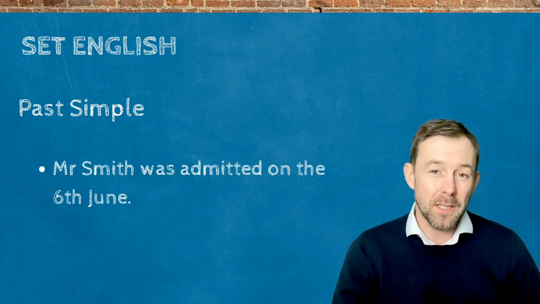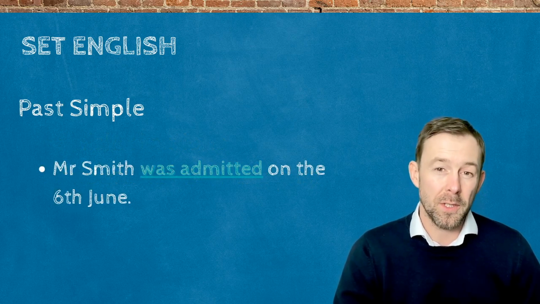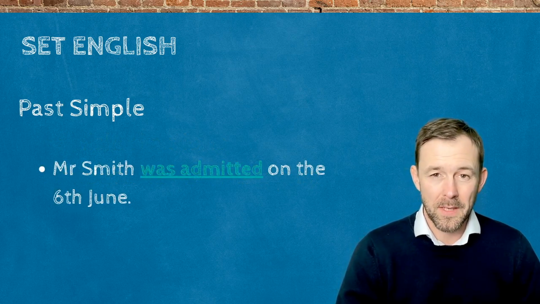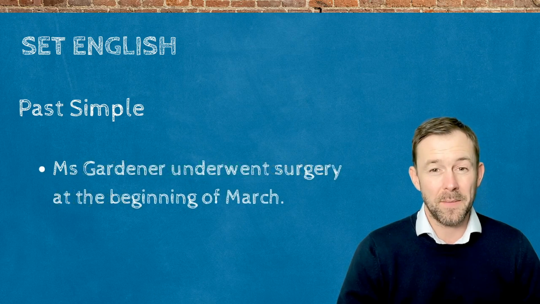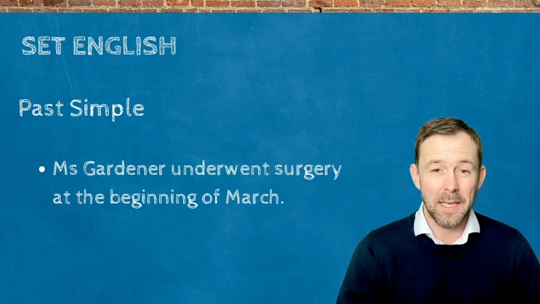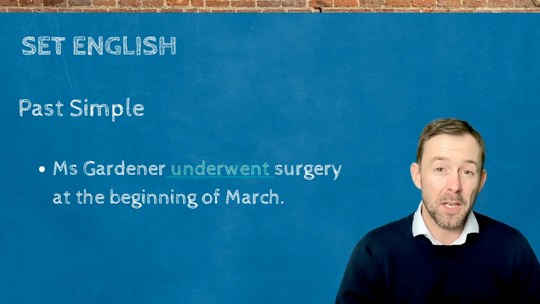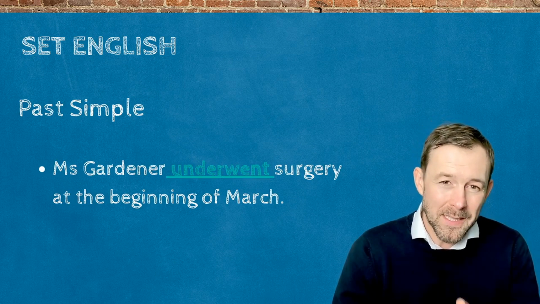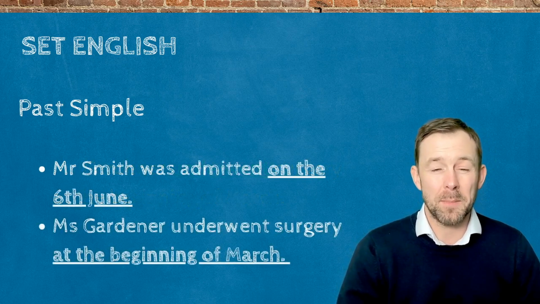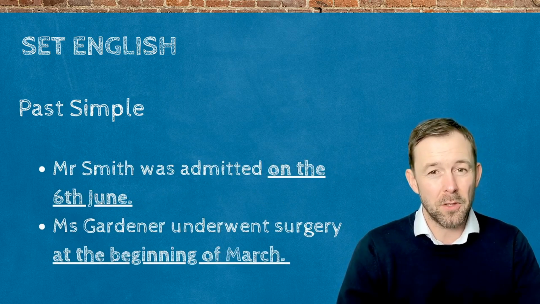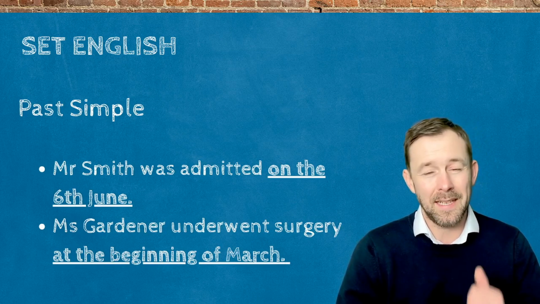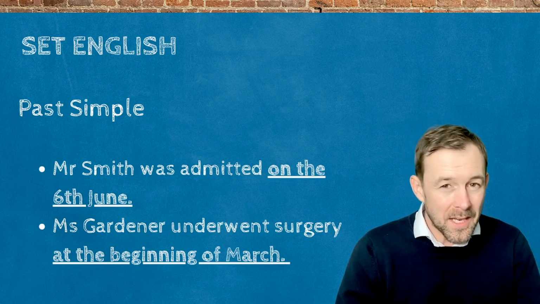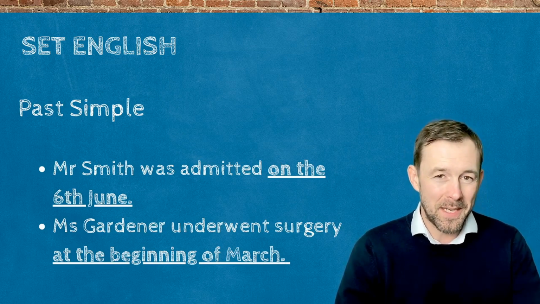So if we look at this sentence, we've got Mr. Smith was admitted. That's the past simple. The reason we've said was admitted is because of the tense, okay? Then we've got Ms. Gardner underwent. That's the past simple. But why have I used the past simple here? Well, the reason why is because for both of these phrases we've got on the 6th of June and at the beginning of March. They are specific times in the past.